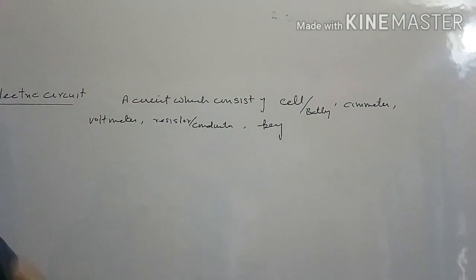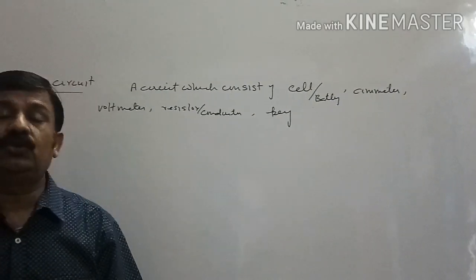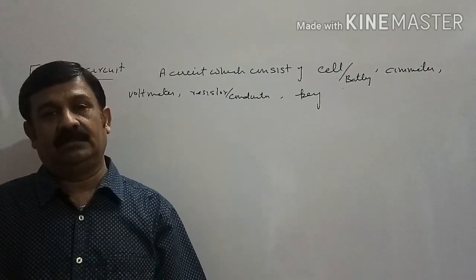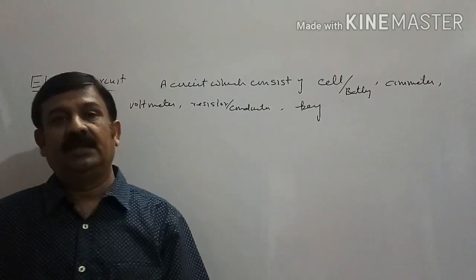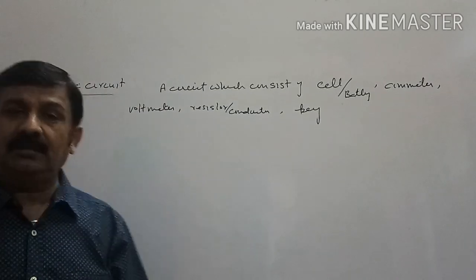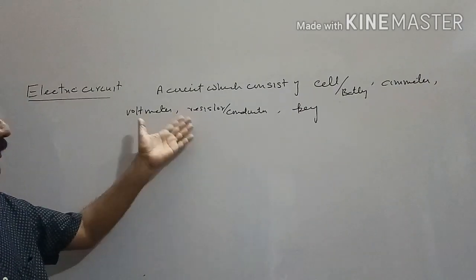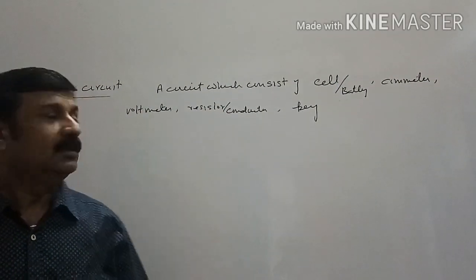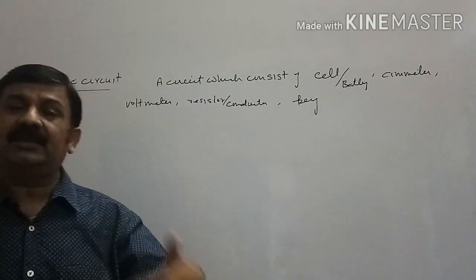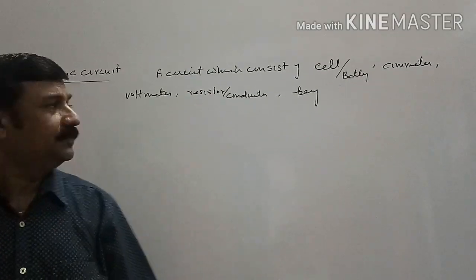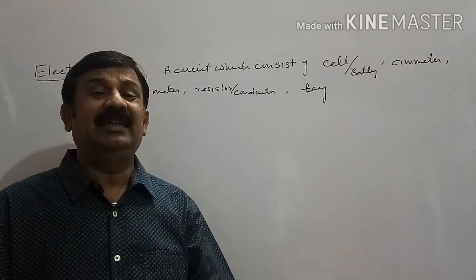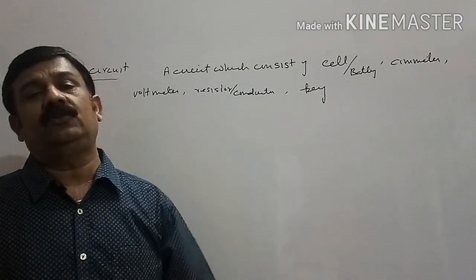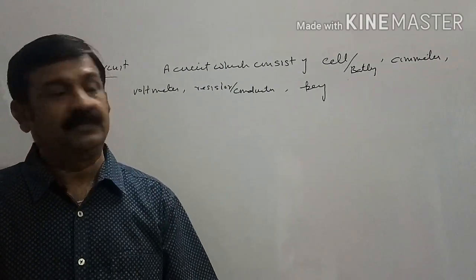What is the role of voltmeter? This device is used to measure potential difference between 2 points. It is always connected in parallel. What is the role of resistor or conductor? It provides hindrance to the flow of electrons or current. What is key? It allows or does not allow the current to pass through the circuit.